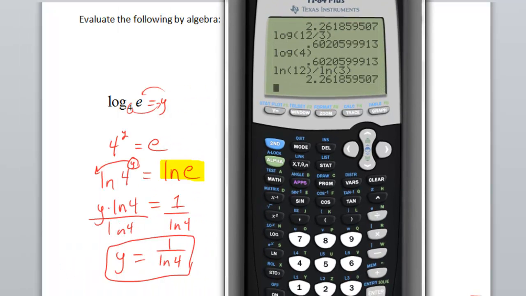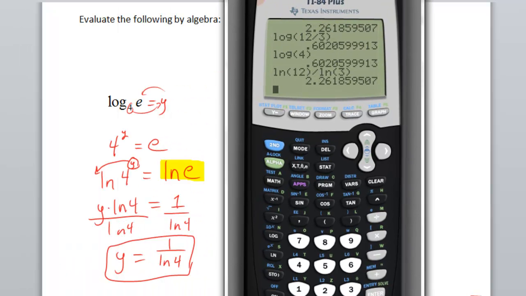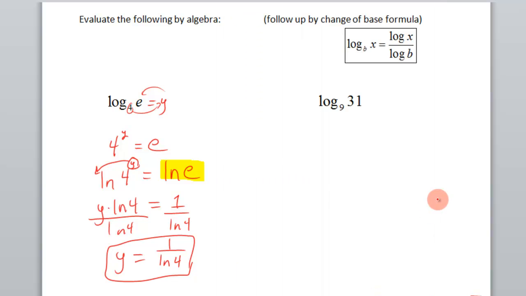Go ahead and put the approximate answer in by taking 1 divided by the natural log of 4. That's just a little bit easier to put that information in. 0.72. Okay? So that's approximately equal to 0.72. Approximate, exact. Okay? Try this one.